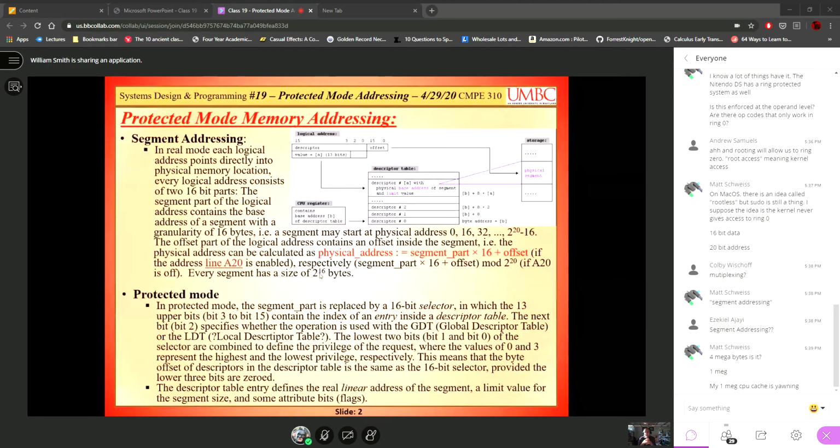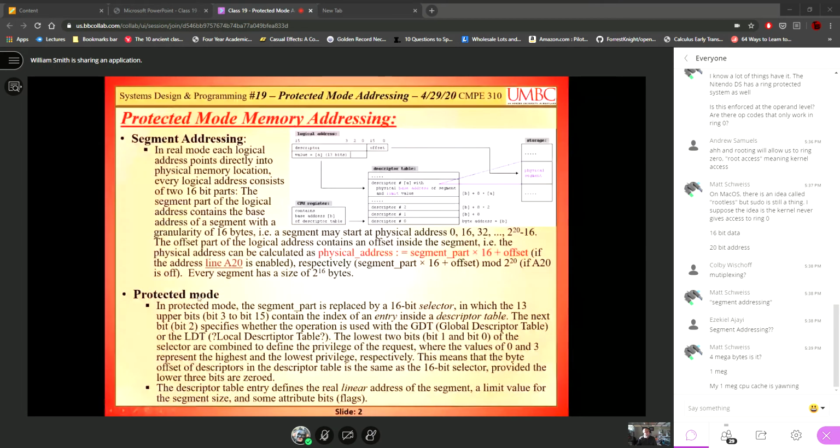But the whole idea then was, when the memory wasn't as big as the address space, that's where the virtual memory stuff starts to come into play. All right. So we did this one before too, by the way. We'll talk about protected mode in just a second.